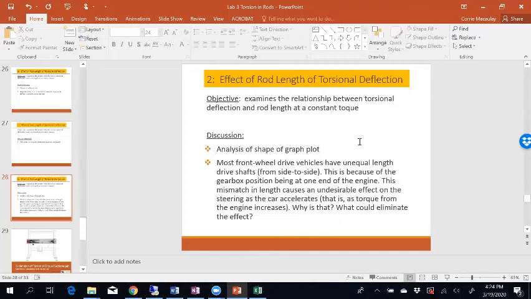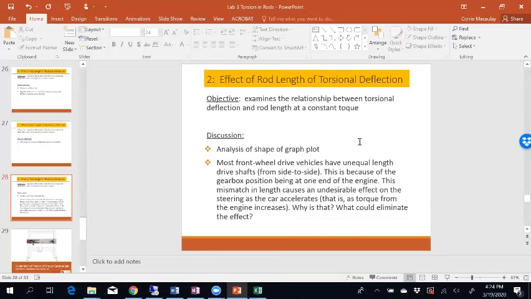Basically, it says that front-wheel drive vehicles have unequal drive shafts, and because of that, the gearbox is not at the center. It's on one side more than the other. So you're going to have a longer shaft coming out of that gearbox that might go to one of the front wheels, and a shorter shaft from that gearbox that goes to the other side. So you have two different shaft lengths coming out of that gearbox.